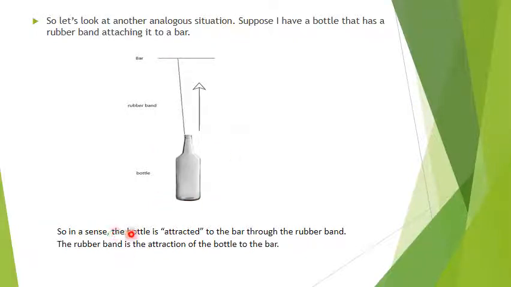So what we can kind of say is the bottle is attracted to the bar by the rubber band. If you took away the rubber band, the bottle would fall to the ground. But the rubber band keeps it attached or attracted to the bar. So this arrow represents the pull of the rubber band towards the bar.